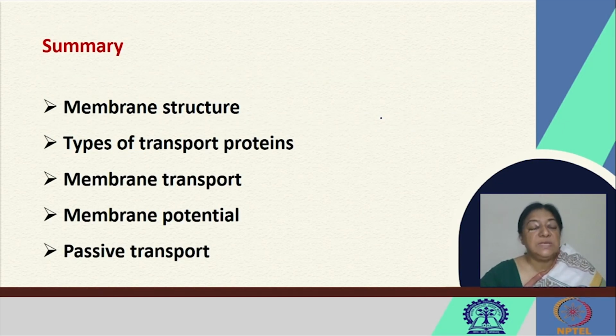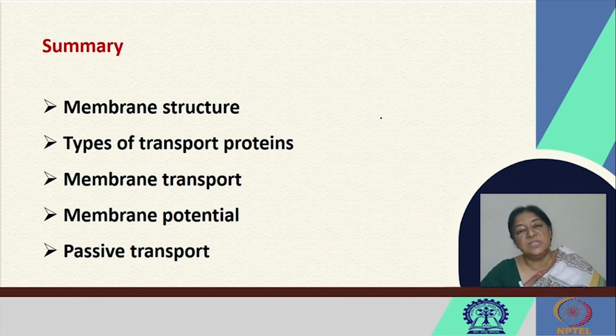So, what we looked at in this lecture was the general application of the membrane structure and how we can have the different types of transport proteins. These transport proteins are going to assist in the transport of nutrients, small polar, large polar molecules across the cellular membrane. We can have the passive transport or the active transport.